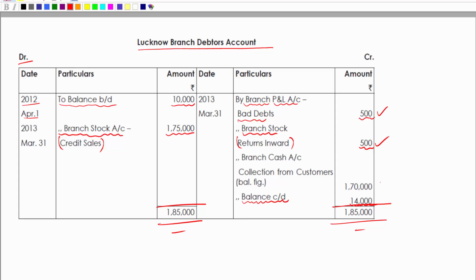On credit side we had three items, all were considered. It means there is a balance on the credit side and that works out to 1,70,000, and this balance is nothing but the cash that is collected from the customers. So we'll say by branch cash, which is a balancing figure, cash collected from customers 1,70,000.